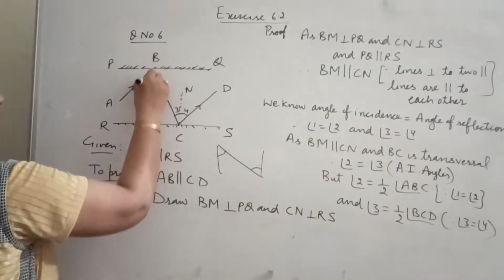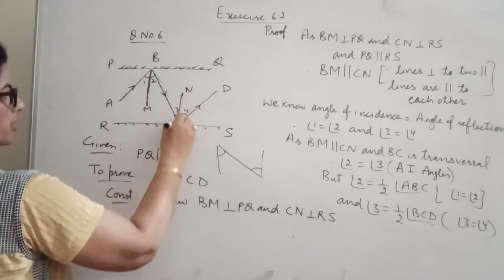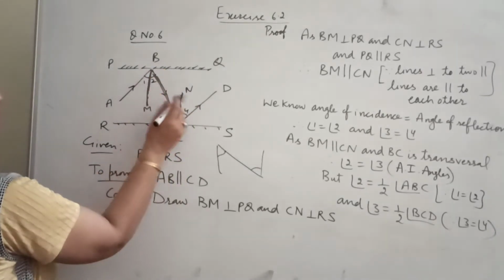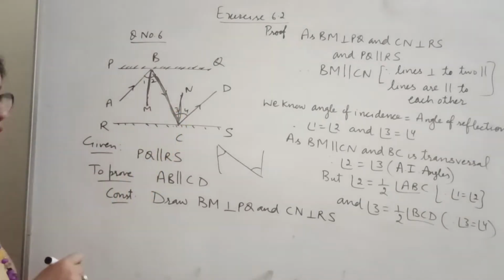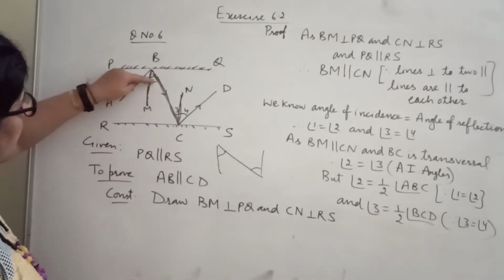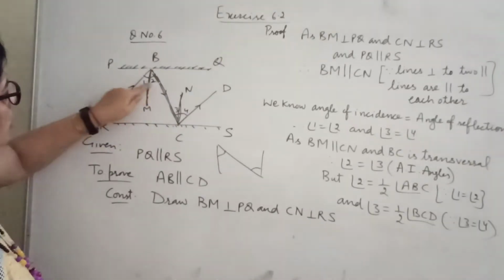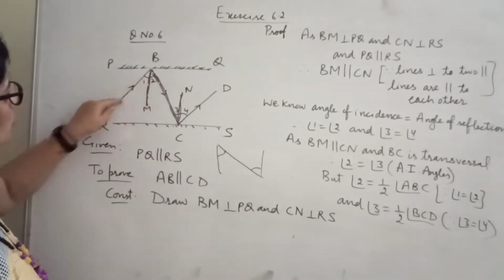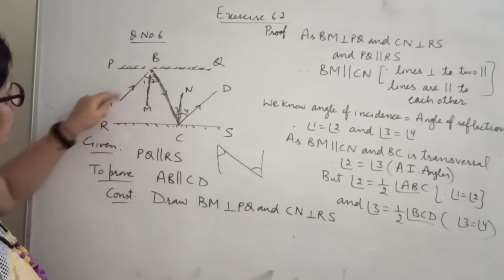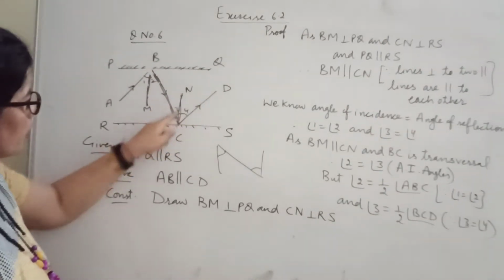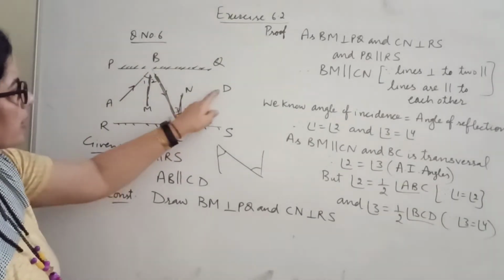See, these lines are parallel, one this line, one this line. And this is a transversal. So we can say that angle 2 and 3 are equal. But what is 2? Angle 2 is half of angle ABC. We know these two angles are equal. So 2 is half of this angle. 1 is also half of this angle. 3 is half of this angle. 4 is also half of this angle.